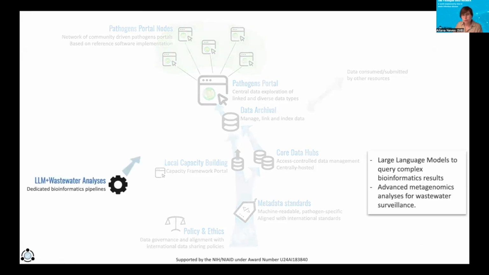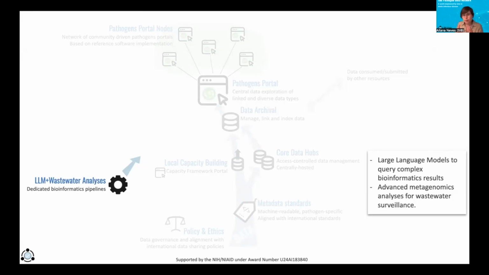Innovation is also important, as mentioned, so we develop also computational analysis pipelines, in particular on 2 axes, large language models to query complex bioinformatics results. So here we're speaking of really being able to query with text very complex results and intermediary results also from bioinformatics pipelines.